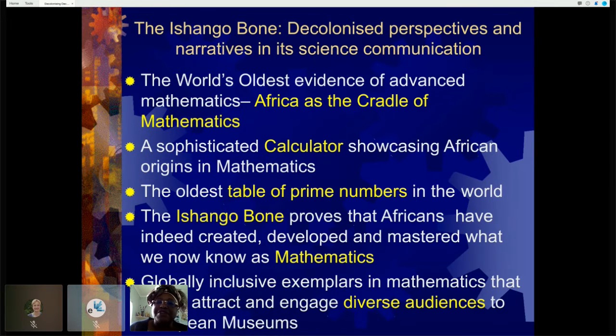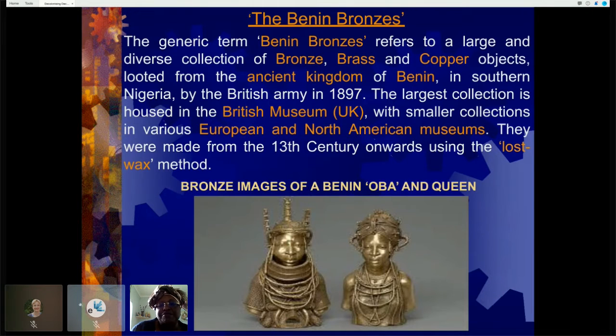And how can we turn that round to decolonize perspectives? The Shango bones could be seen as showing Africa as the cradle of mathematics. It is undisputed that they are the world's oldest evidence of advanced mathematics: a calculator, the oldest table of prime numbers, proving that Africans have indeed created, developed, and mastered what we know as mathematics. And they could be part of a basket of globally inclusive exemplars in mathematics that we could use to attract and engage diverse audiences to European museums.